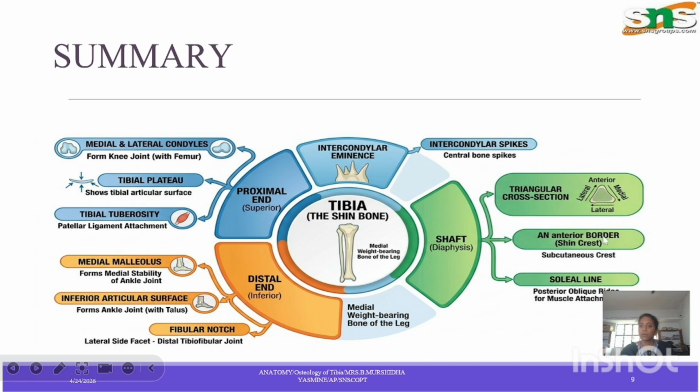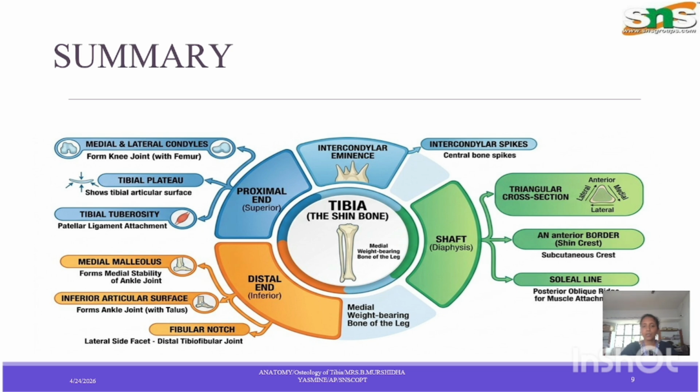And the bone has a shin crest, that is the subcutaneous crest. You can feel a sharp bone-like structure on the anterior compartment of the leg. That is the subcutaneous crest. We can easily feel it under the skin. And the soleal line is present, which is a posterior oblique ridge for the muscle attachment of the soleus. So that's all about the tibia bone.